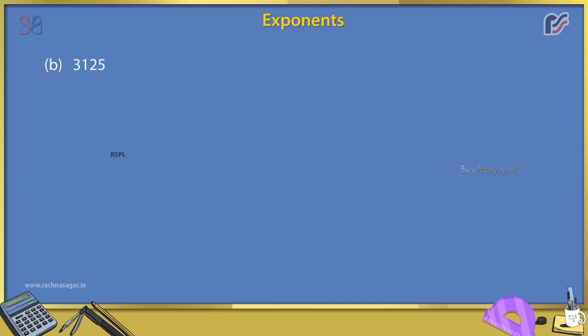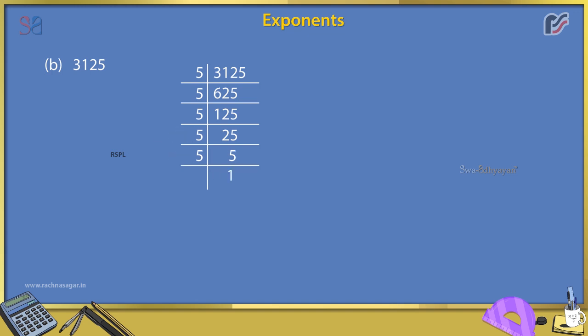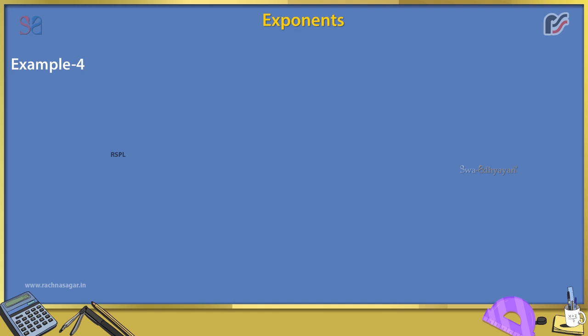B. 3125. On dividing 3125 by 5, we get 625. On dividing 625 by 5, we get 125. On dividing 125 by 5, we get 25. On dividing 5 by 5, we get 1. So, 3125 is equal to 5 into 5 into 5 into 5 into 5, which is equal to 5 raised to the power 5. Example 4.